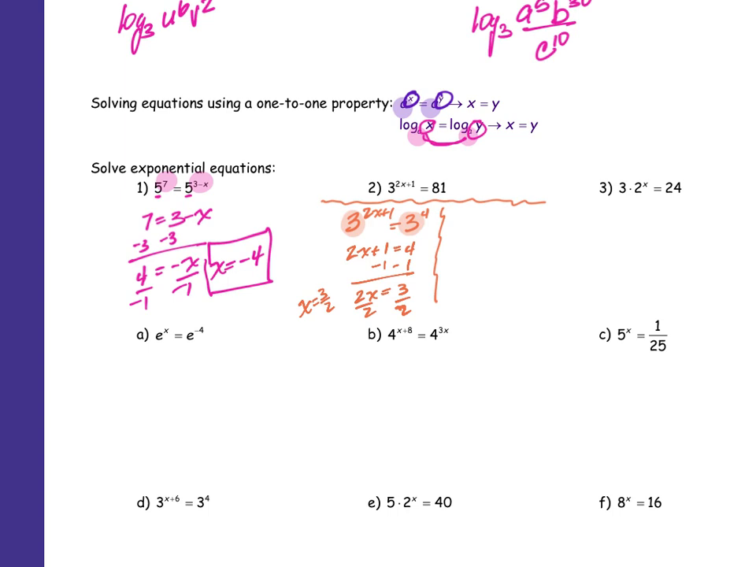Yeah, Sophie. So 81, can you see me in the camera up there? This is how I think of 81. I know that 81 is 3 times 3 is 9, so there's 2 3s, right? And 3 times 3 is 9, and 9 times 9 is 81. So that was 4 3s. So 3 times 3 times 3 times 3 is 81. Does that help? Okay. Yeah.